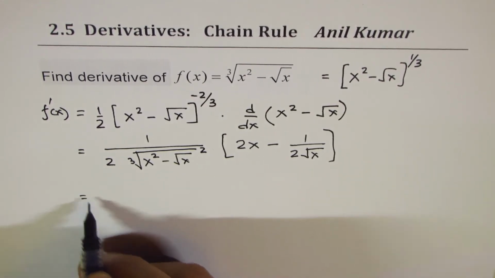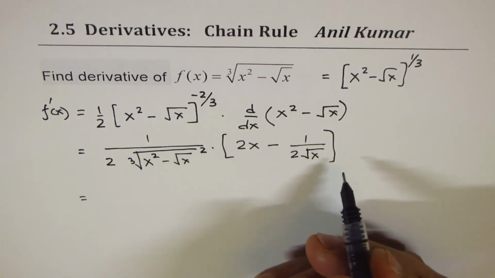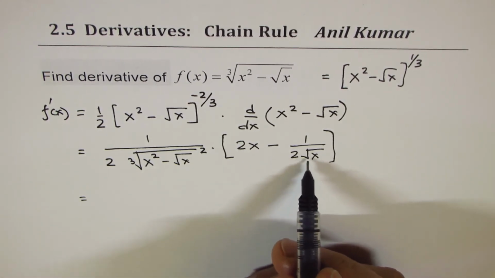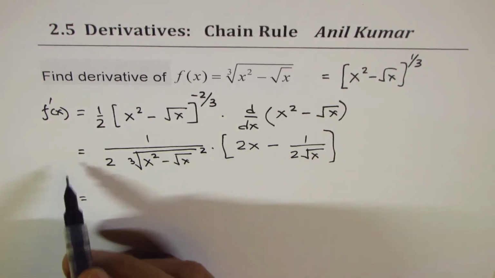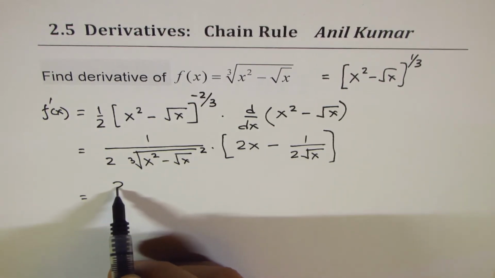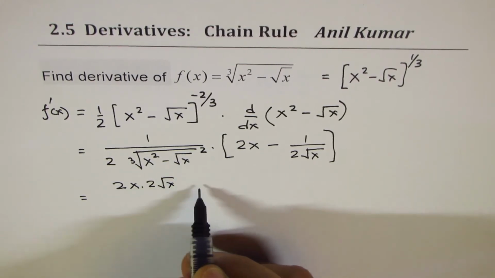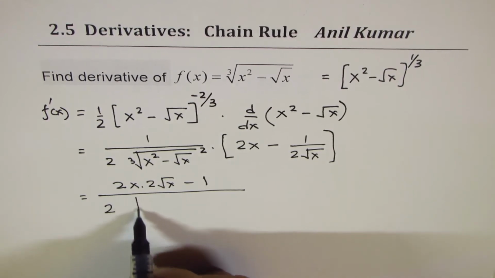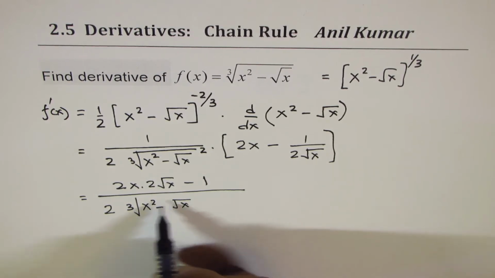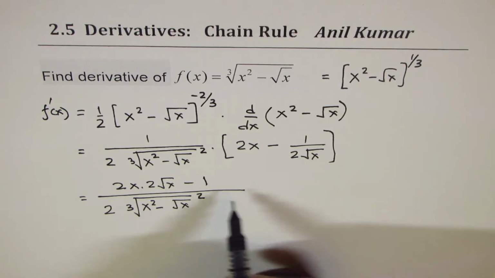Do you see that? So our answer here, we could write this as 2x. Well, that is a good way of writing it also. Good enough. Some of you can just write like this also. Cross multiply, then take 2 common. We could do that. So 2x times 2 square root x minus 1, divided by 2 times the cube root of x squared minus square root x, whole squared. And then this part comes in the denominator.